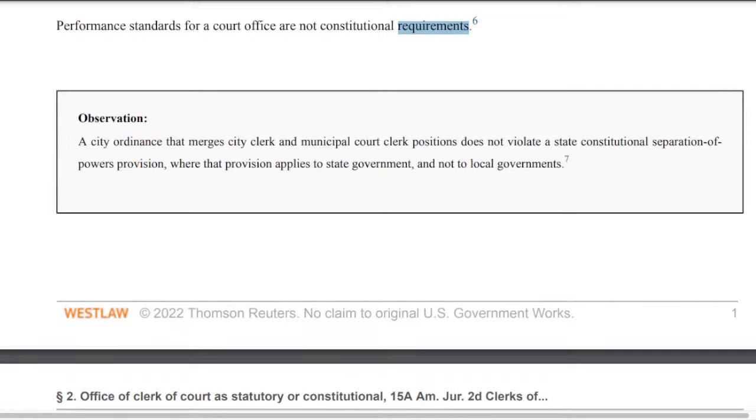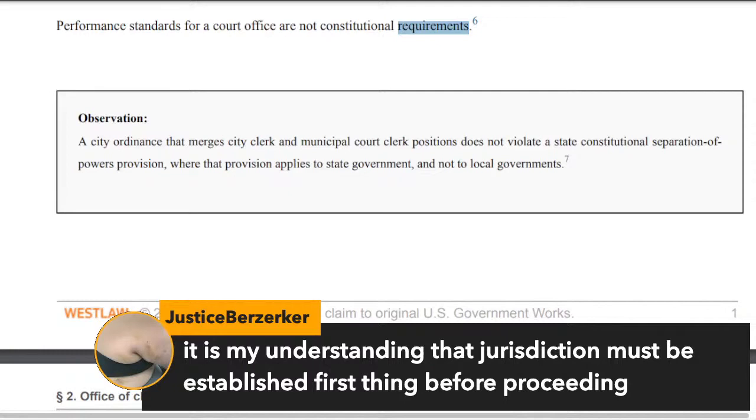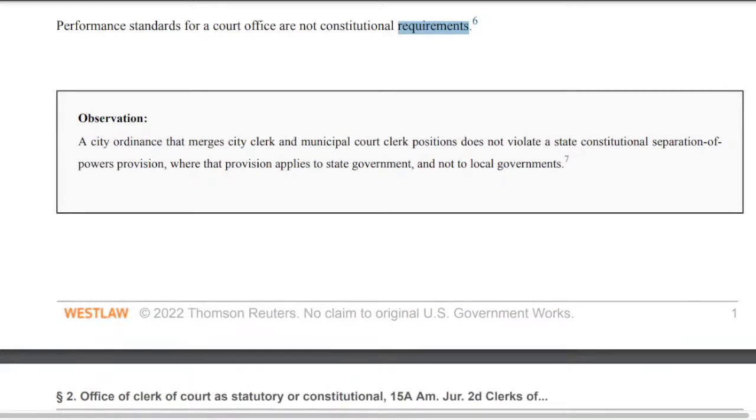So, that being said, if you proceed without challenging your jurisdiction, I think de facto it's accepted. So that's why you need to make sure you put in your challenge to personal jurisdiction before you proceed with the trial. All right, let's continue here.